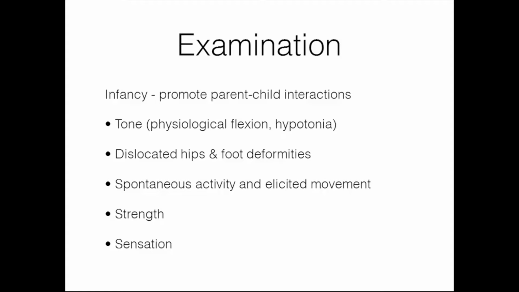We want to check for dislocated hips and foot deformities. These are very common in children with spina bifida, so we want to take a look at those and see if there's any way that we can address those. We want to watch the child for spontaneous activities as well as eliciting some movement. So we want to see what the child does and what the child can do. We also want to look at strength. Again, in infancy, we're not going to be able to manual muscle test, so we're probably going to be looking at more functional strength, or even just judging strength through handling and assessment of active movements.